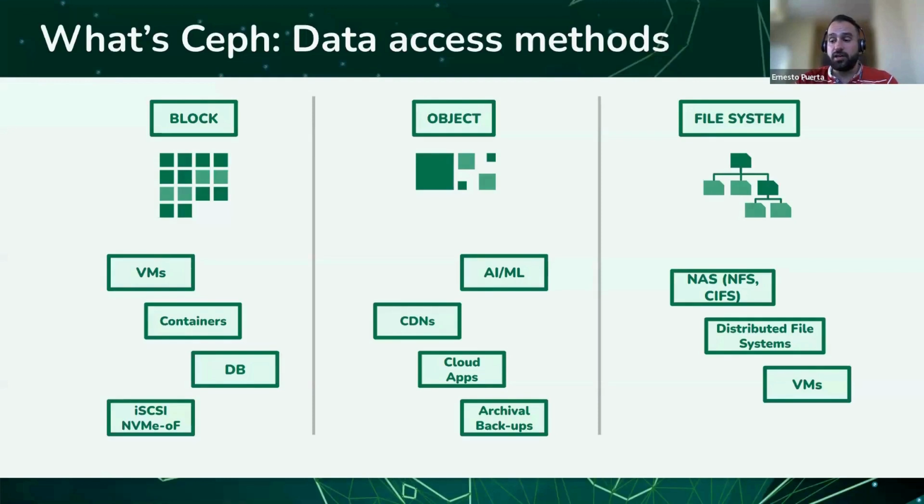There is the object interface. That's perfect for AI/ML pipelines, for CDNs, asset media, cloud native applications, and also for archival and backups. And the last access method is the file system approach. As mentioned, if you're familiar with NAS systems, Ceph also provides NFS and CIFS, though CIFS support is not there yet, it's a work in progress. It provides a fully distributed system, so it is not just scalable, it can also be shared, and it's also suitable for VMs.